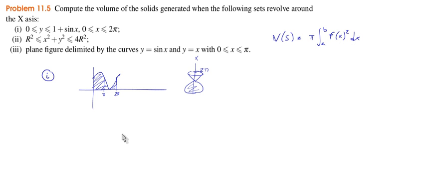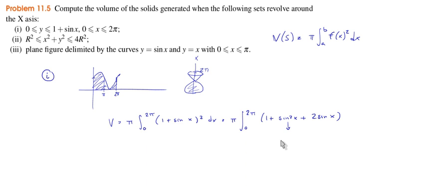In this case, f is just 1 plus the sine, so the volume here is pi times the integral between 0 and 2 pi of (1 plus the sine of x) squared dx. So this is equal to pi times the integral from 0 to 2 pi of 1 plus the sine squared plus 2 times the sine of x. But the sine squared is just 1 minus the cosine of 2x divided by 2, right?